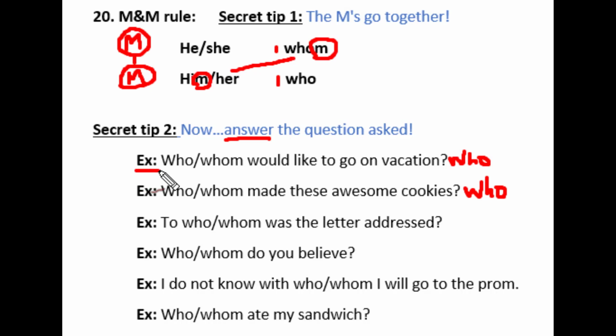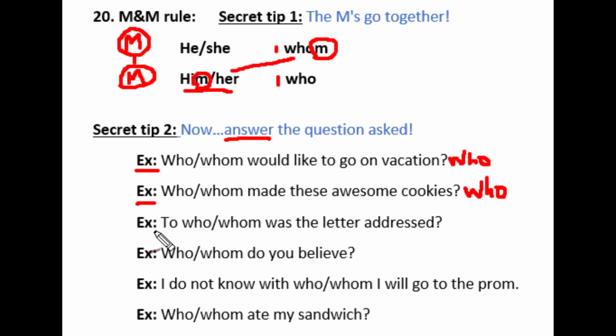All right, now let's go back to the first example here and just try and put him in there. When we answer the question and we use the wrong one over here, you're going to see it sounds weird. Whom would like to go on vacation? Him would like to go on vacation. Her would like to go on vacation. See how that doesn't work? How about example 2? Whom made these awesome cookies? Him made these awesome cookies. Her made these awesome cookies. You see, it just doesn't work.